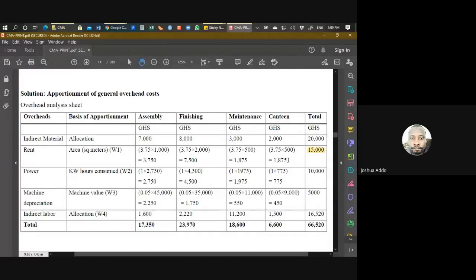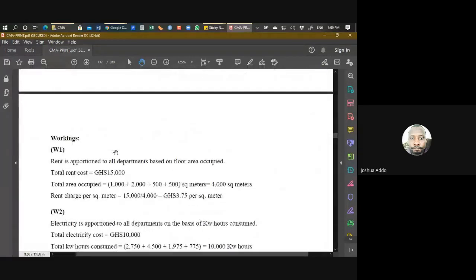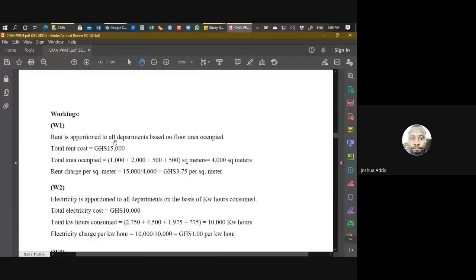So this is how we apportion the rent cost. Rent cost is a general cost. It's a common cost to all the departments. And the appropriate basis is area occupied in square meters. I've shown you the workings. If you go beneath the text, you see working one, W1. Working one: rent is apportioned to all departments based on floor area occupied. Total rent is equal to this. Total area occupied is 4,000. Then rent charge per square meter, 15,000 by 4,000, 3.75 per square meter. You can also use the alternative approach.